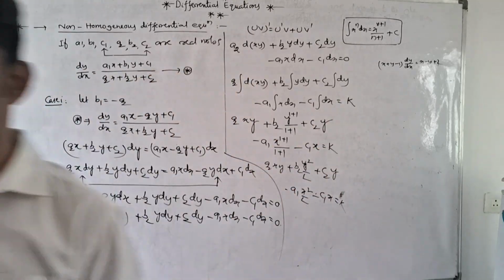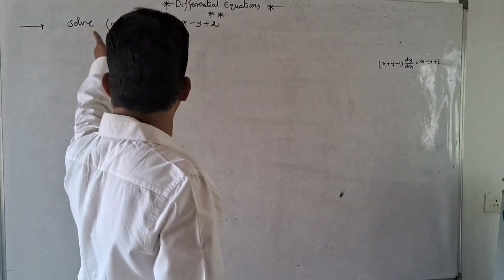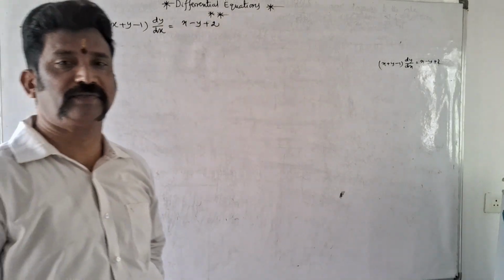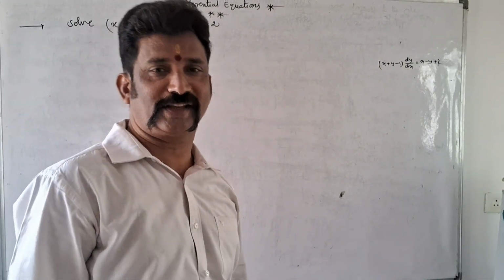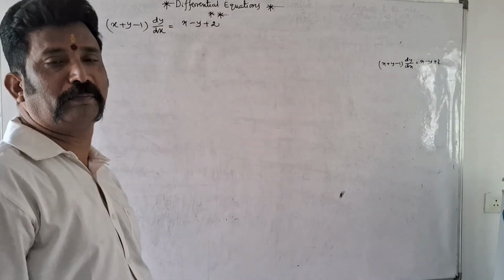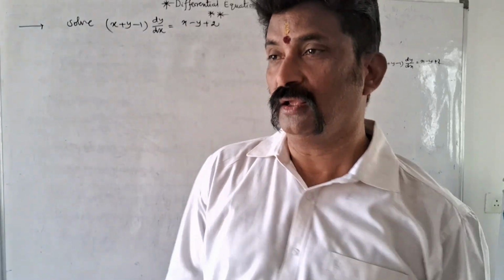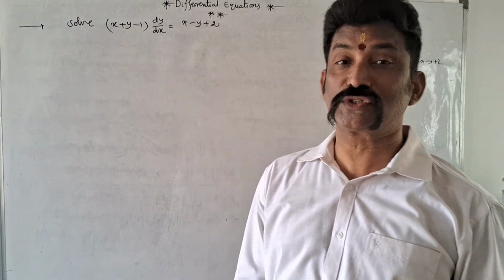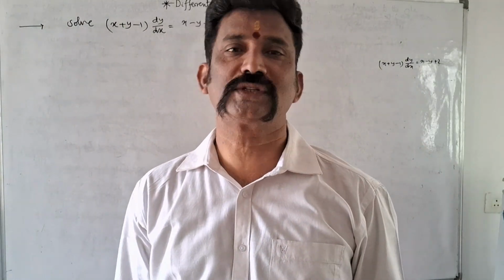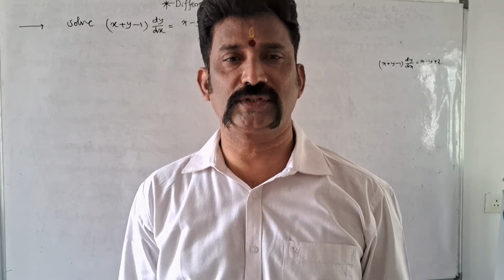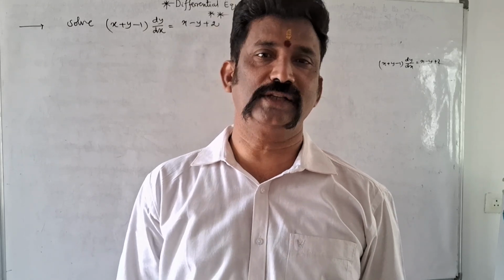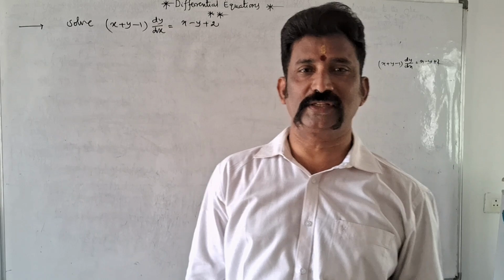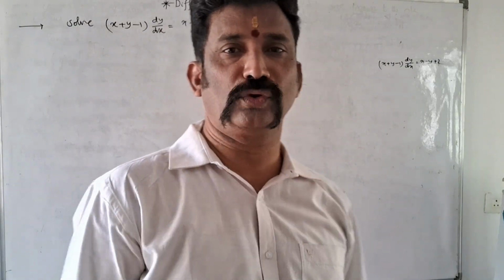I'll give you one example. Look at the board. Solve x plus y minus 1 into dy by dx is equal to x minus y plus 2. This is the question. Now first we arrange that equation into the standard form of the non-homogeneous equation, that is dy by dx is equal to a1x plus b1y plus c1 by a2x plus b2y plus c2.